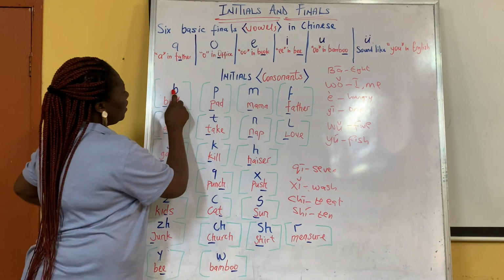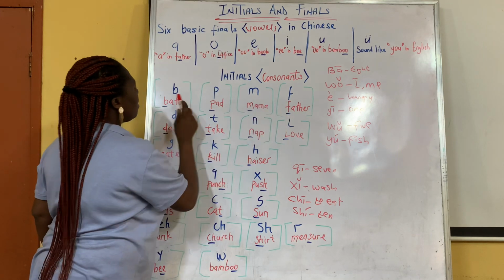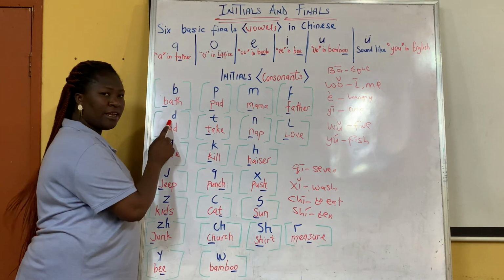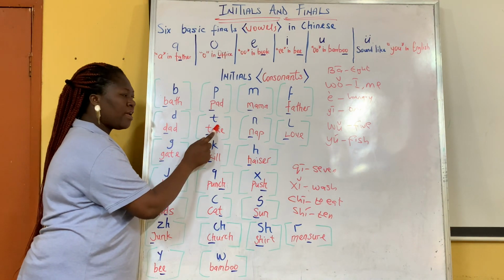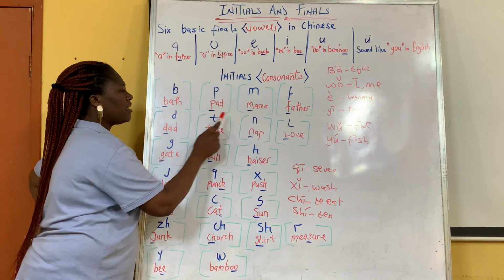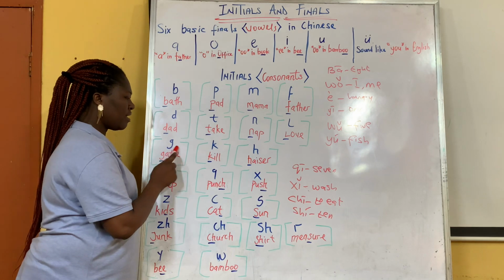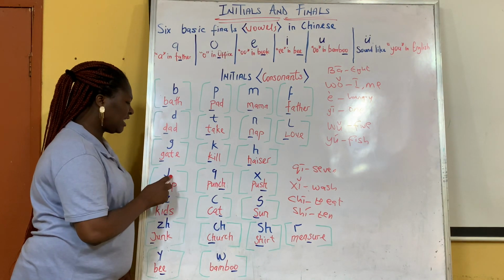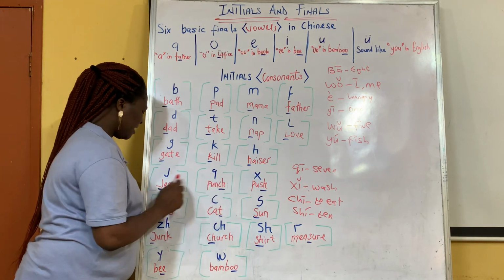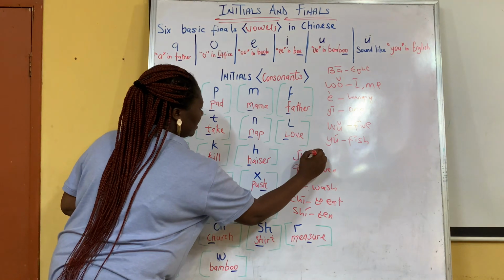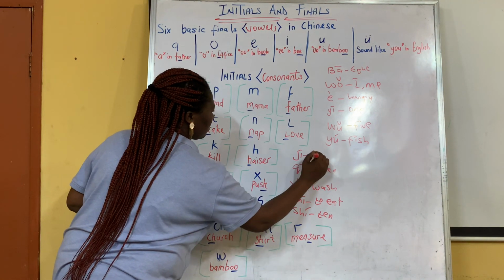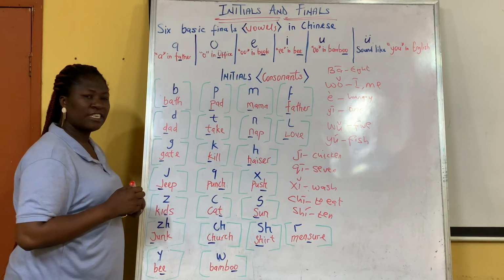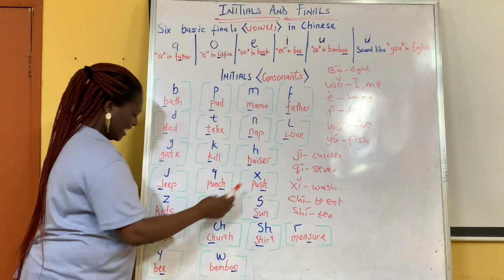Okay. Let's try it again. Bo, po, mo, fo. Can you try it? Bo, po, mo, fo. Very good. Da, ta, na, la. Now do one. Ka, ha. Again. Ka, ha. Very well. Then zhi, chi, shi. This you can do as for chicken. Chicken.